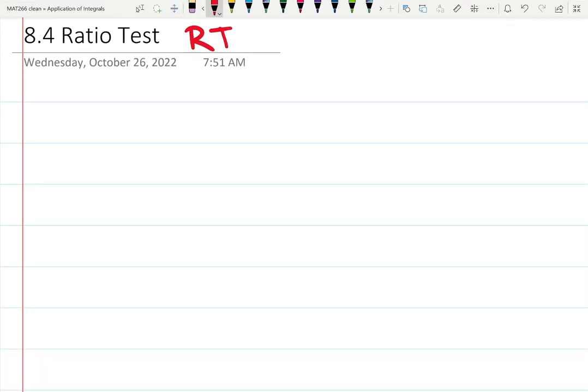Ratio test, RT, is very convenient. So we learned the divergence test. We're going to check a new limit this time. In the divergence test, we were checking the limit of a sub n as n goes to infinity. Now we're going to check the ratio, and that's where the name comes from.